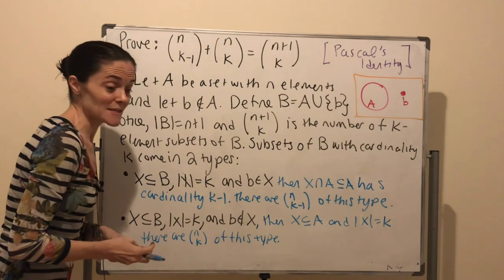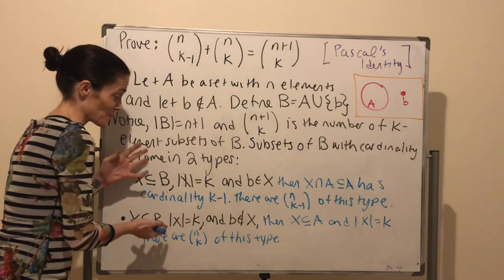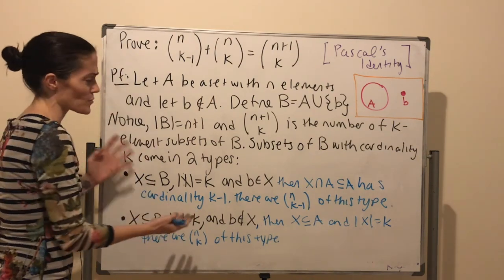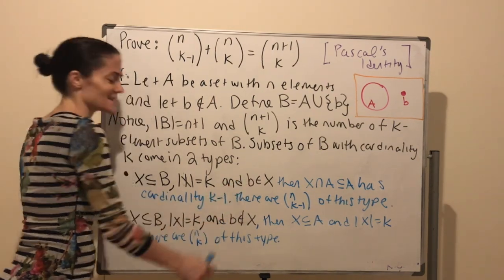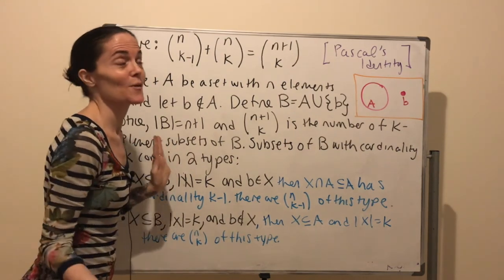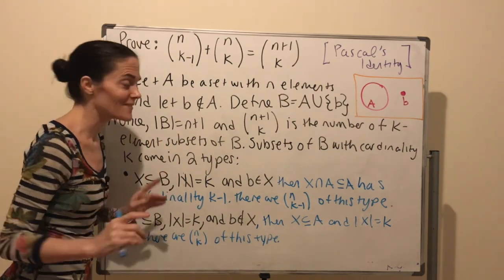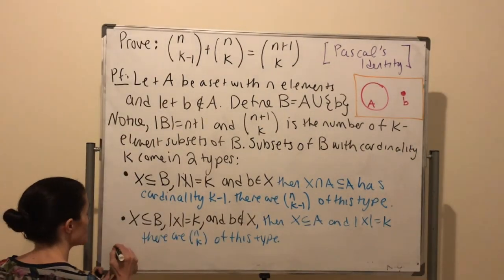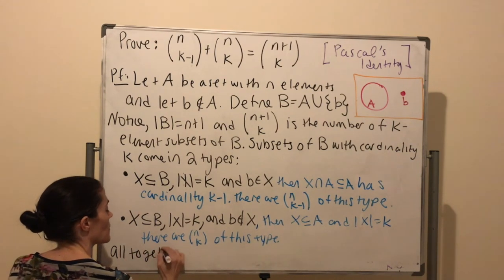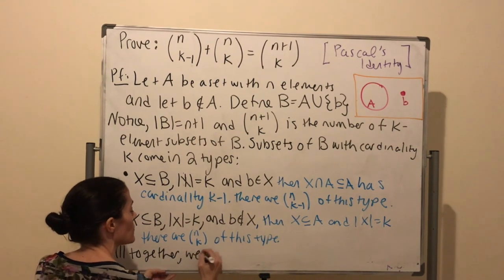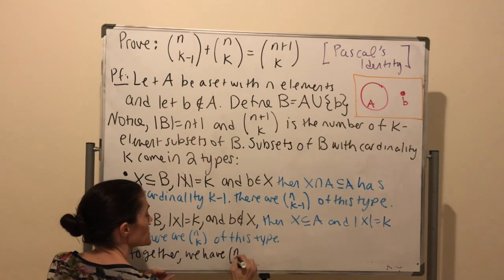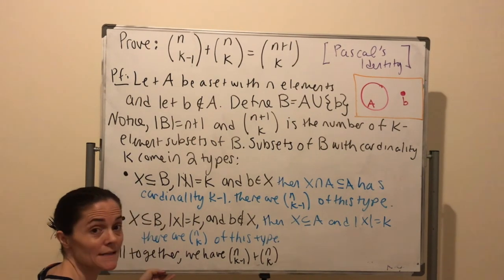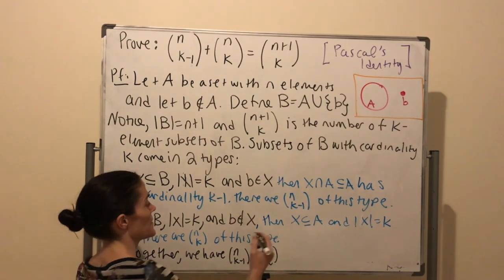And these are the only possibilities. And there are no subsets of capital B that are in both, because either little b is in X or little b is not in X. And there's no overlap here. So by the addition rule, we can just add. Altogether, we have n choose k minus 1 plus n choose k element subsets of capital B.